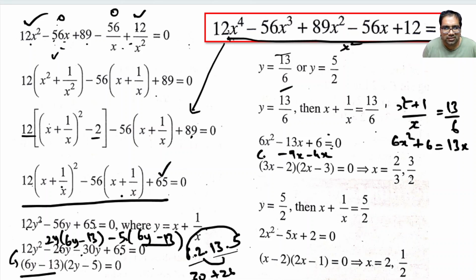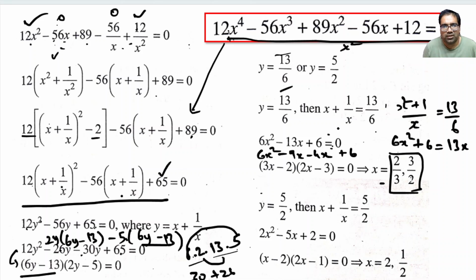Right, 6x square minus 9x minus 4x plus 6. If we take 3x common, 3x into 2x minus 3, minus 2 into 2x minus 3. So this equation simplifies to 3x minus 2 into 2x minus 3. That means x is either 2 by 3 or 3 by 2. This is one set of solutions, two solutions. We still need two more. Right. Let's try to solve the other equation.